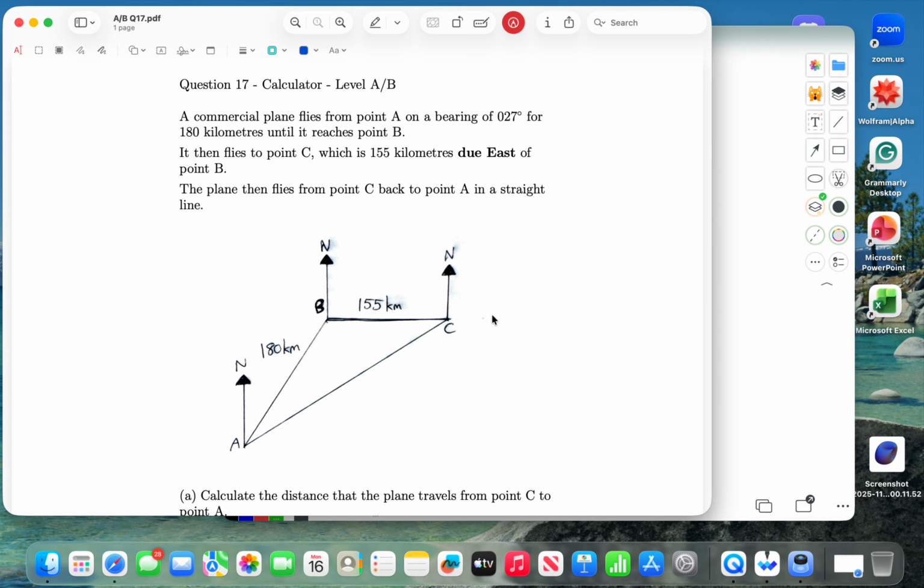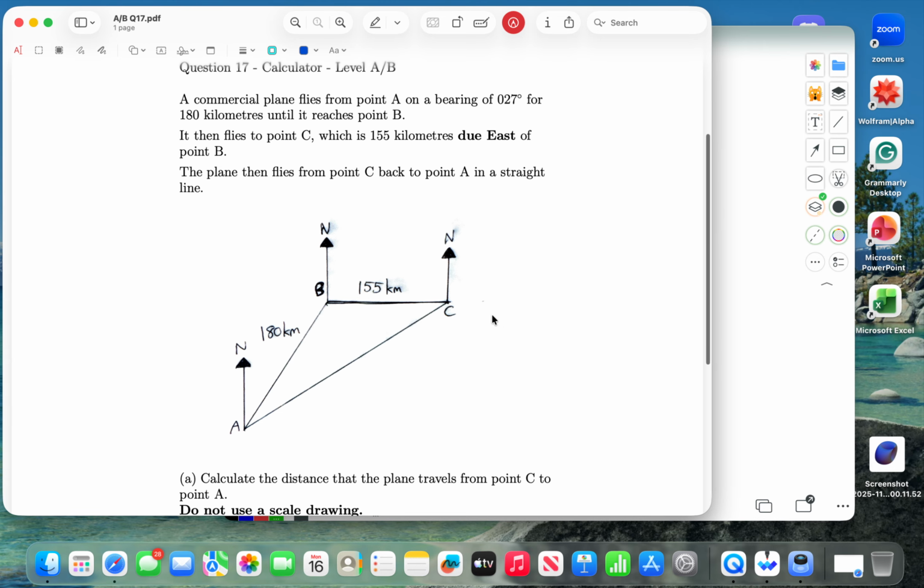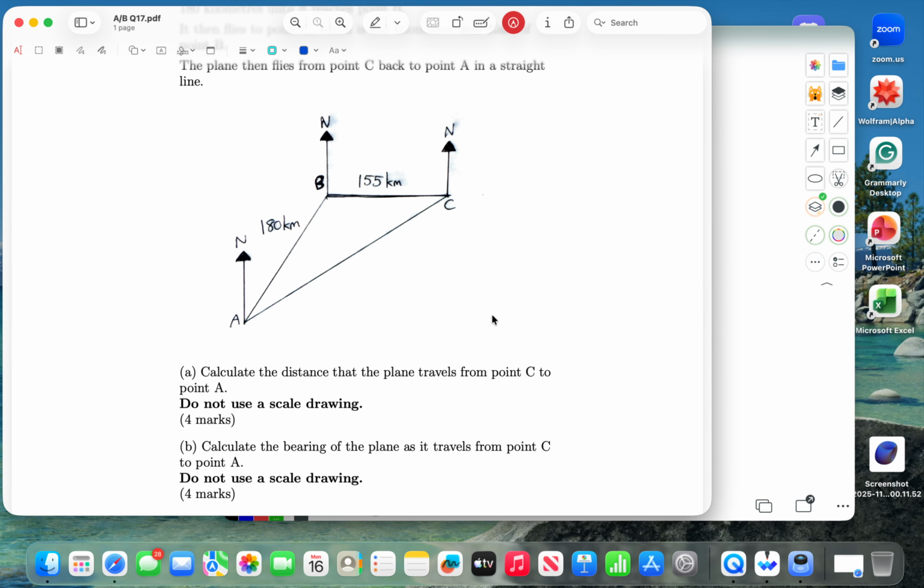Okay, we've done part A in the last video. It's the bearings question, and we're going to look at B this time. It's also for 4 marks, and we have to calculate the bearing as it travels from point C to point A.